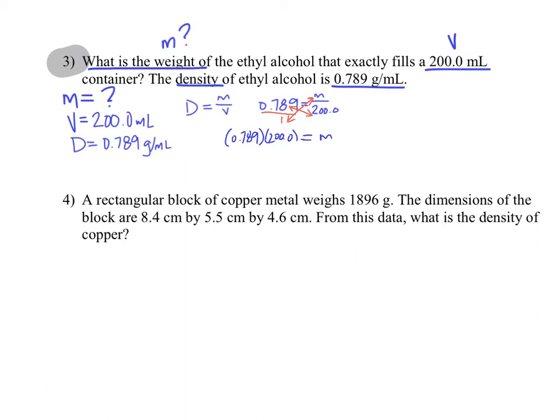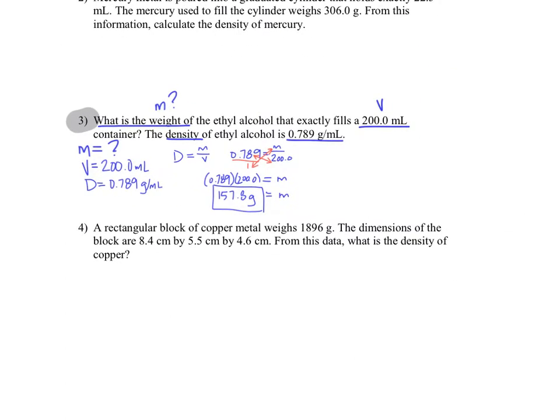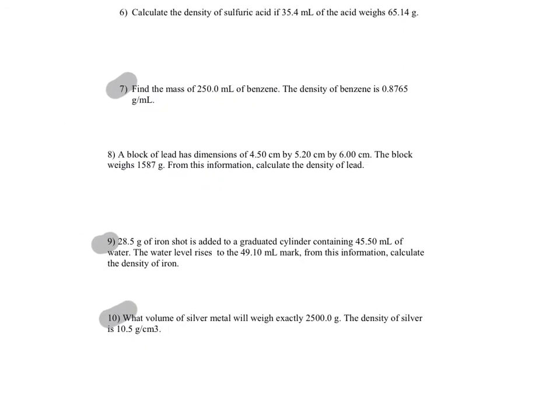Okay? So calculate that. 0.789 times 200. That gives me 157.8, and that is in grams equals my mass. Now, if you did not calculate 157.8, I encourage you to try the calculation again so that you can perform it correctly. All right, let's move on to the next calculation, which is on the next page here.